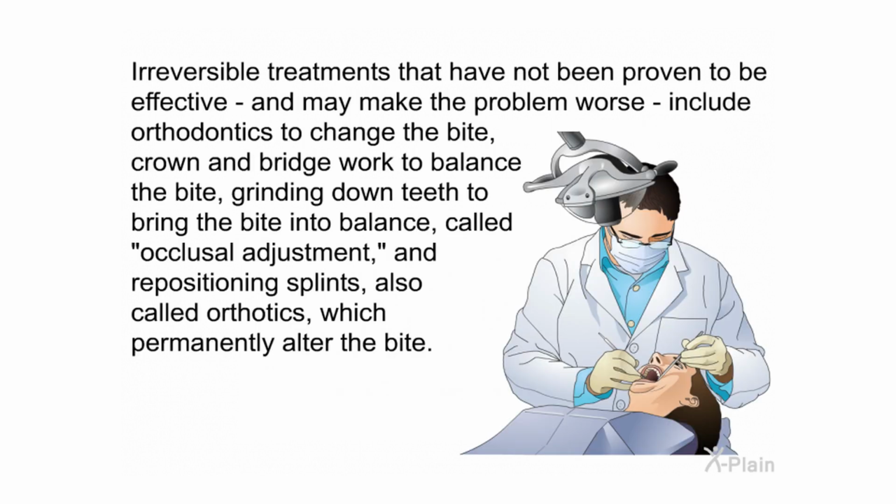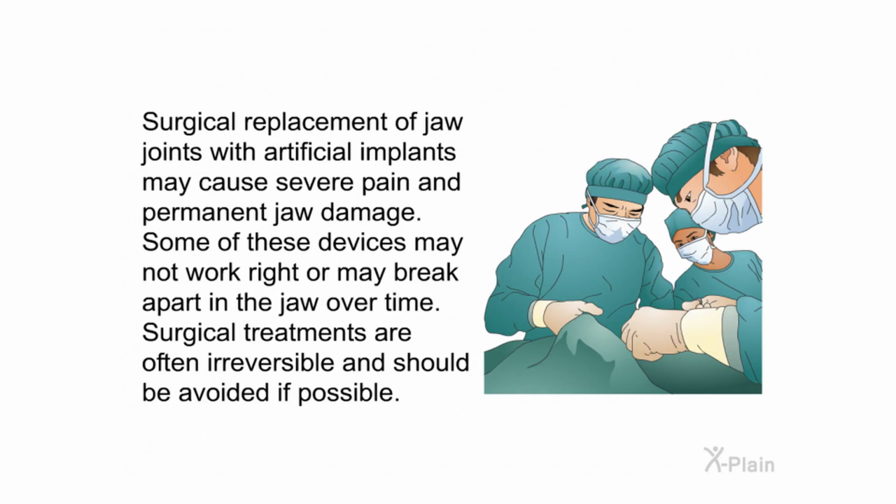Irreversible treatments that have not been proven to be effective and may make the problem worse include orthodontics to change the bite, crown and bridge work to balance the bite, grinding down teeth to bring the bite into balance, called occlusal adjustment, and repositioning splints, also called orthotics, which permanently alter the bite. Surgical replacement of jaw joints with artificial implants may cause severe pain and permanent jaw damage. Some of these devices may not work right or may break apart in the jaw over time. Surgical treatments are often irreversible and should be avoided if possible.